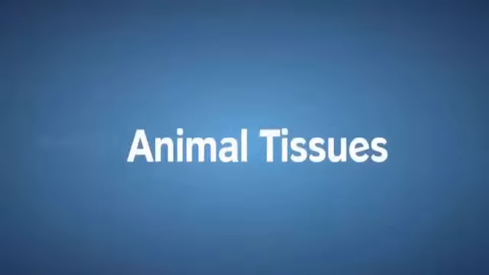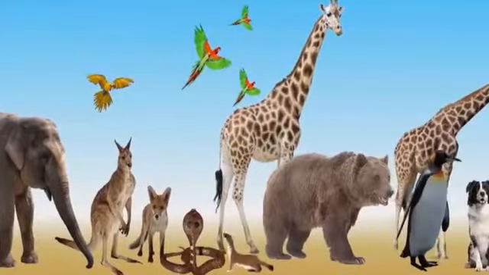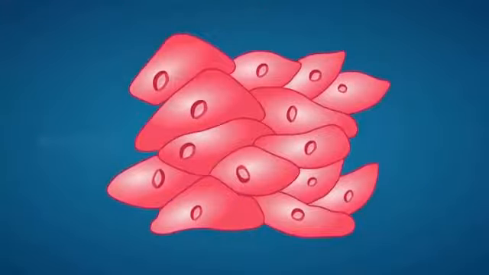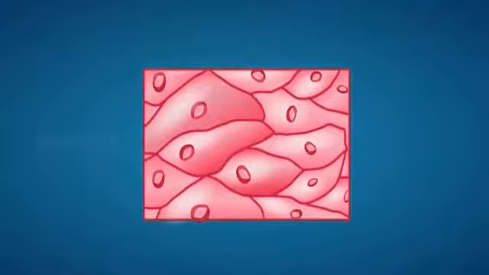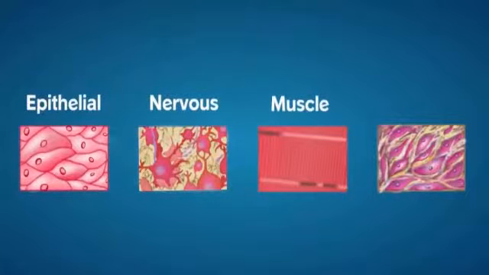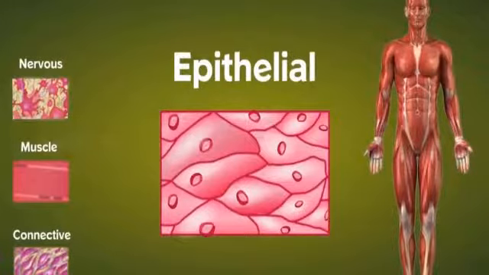Animal tissues. Almost all animals are made up of tissues. Tissues are groups of cells that are similar in structure and work together to achieve a particular function. Animal tissues are grouped into 4 basic types: epithelial, nervous, muscle, and connective tissues. Let's first look at the epithelial tissue.